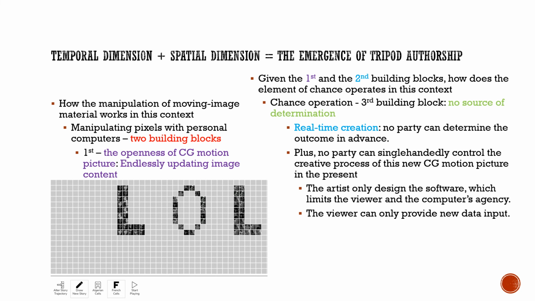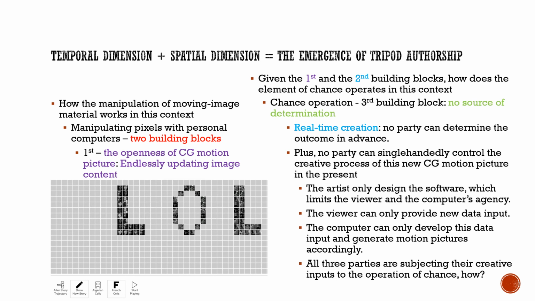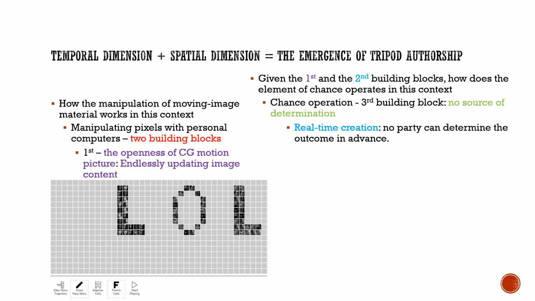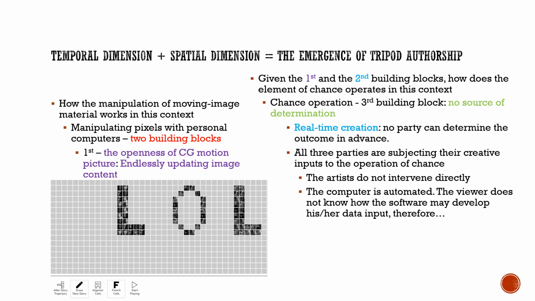The number of Algerian and French screenshots and their relative positions are recognized by the computer as data. The computer, on the other hand, can only develop this data input and generate a motion picture accordingly. In this sense, all three parties are subjecting their creative inputs to the operation of chance because, first of all, the artists do not intervene directly. And secondly, since the computer is autonomous, the viewer does not know how the software may develop his or her data. Therefore, the viewer does not know what motion picture will be generated according to his input.